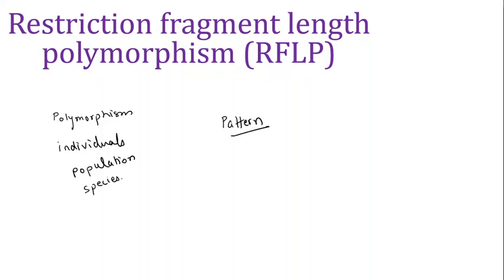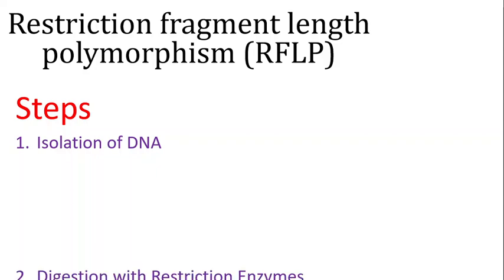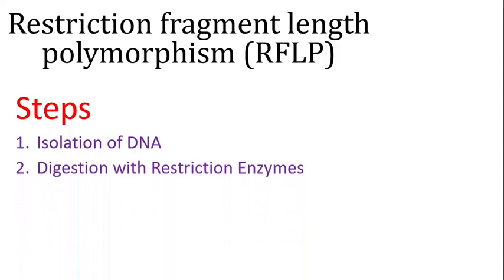I am going to tell you about the steps which are usually done in RFLP analysis. So let's start the different steps involved in RFLP. First step is isolation of DNA. First we will isolate the DNA from an organism, or maybe organisms, which we want to compare. Then we will digest with the restriction enzymes.